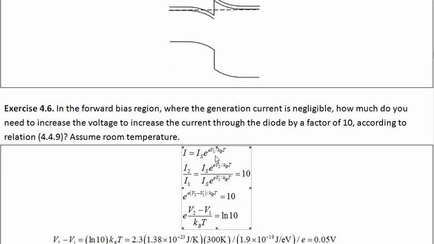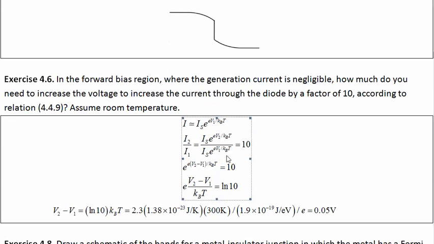So we get that by taking a ratio, a current increase by a factor of 10 requires, after substituting everything in, only a voltage increase of 0.05 volts. Very little voltage to get a massive increase in the current. So in forward bias, a lot of the time you can just say, well, as long as we're forward biased, we've got a fixed drop across the junction of about 0.6 or 0.7 volts.